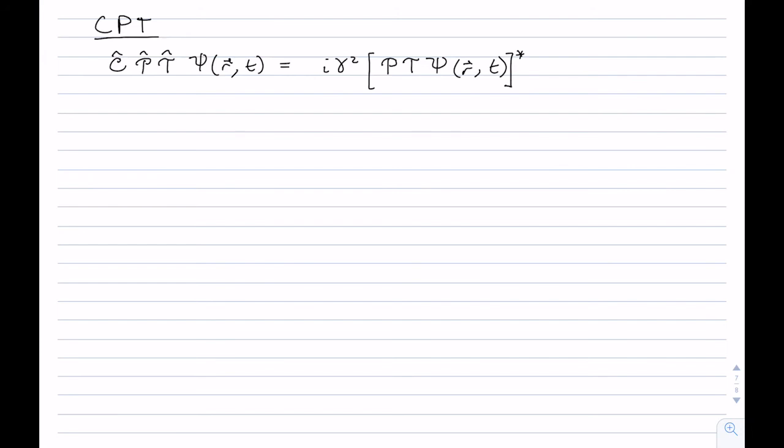Okay, and the last topic for today is CPT. And so now that we know how to apply charge, parity, and time to a Dirac spinor, we're going to do it. So we'll take C and then curly P and then curly T and act on some wave function of R and T. So we'll do charge first. It's I gamma 2 times the conjugate of the rest of the wave function, which is P, T, psi, conjugate. Okay, and now we'll act with the parity operator. So parity gives us gamma naught times change R to minus R.